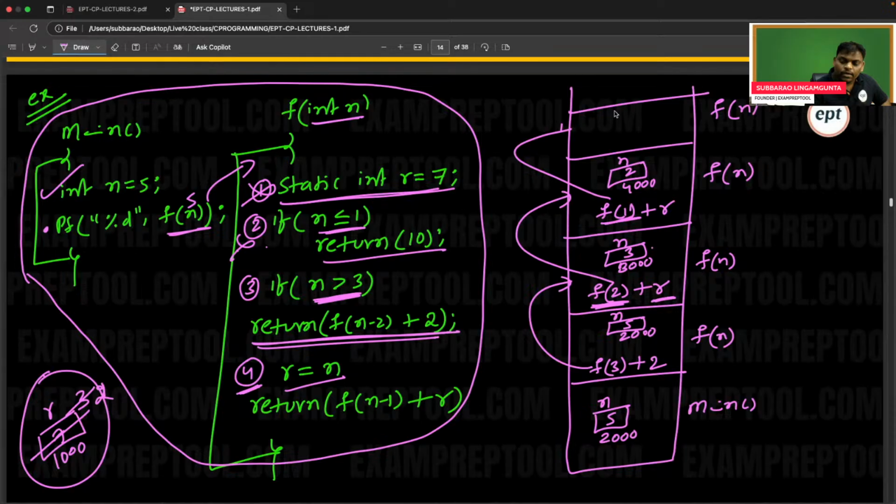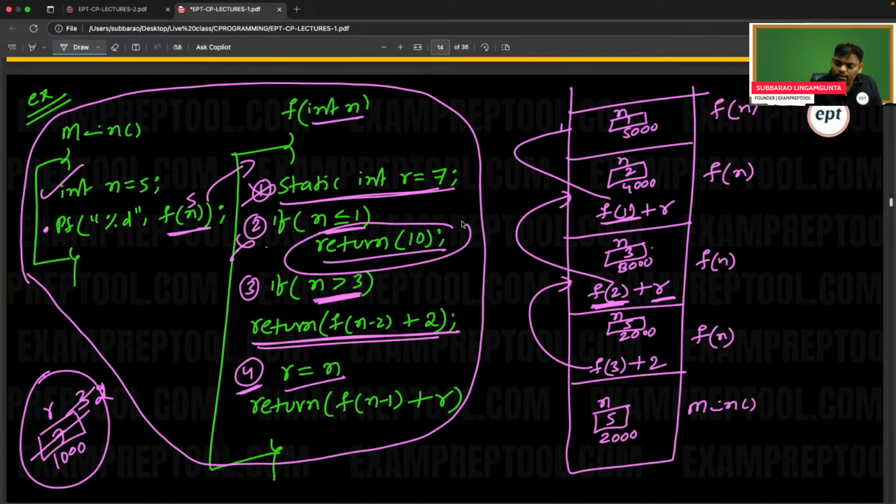Now n is 1. Observe clearly everyone. N is 1. Address may be 5000. So see the answer. Recursion, again start from the starting. Static, skip it. See the second line. N value 1, 1 less than or equal to 1. Condition true? Yes. Return 10.